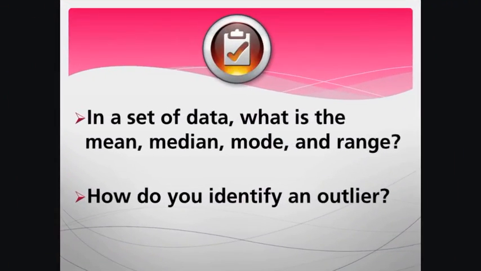We are now to the end of the lesson talking about mean, median, mode, range, and outliers. I'm going to see if you can answer these questions. In a set of data, what is the mean, median, mode, and range? Can you solve for them? And how do you identify an outlier?